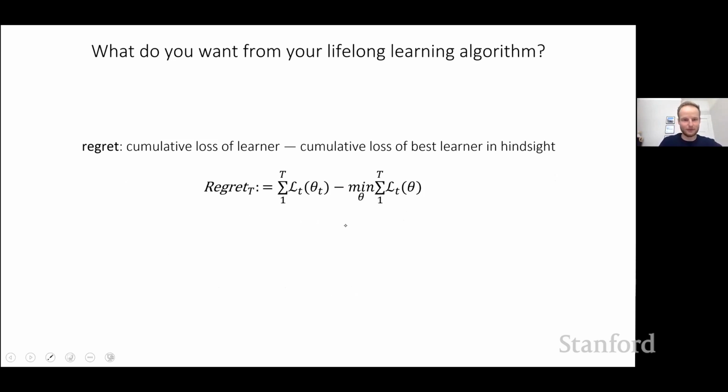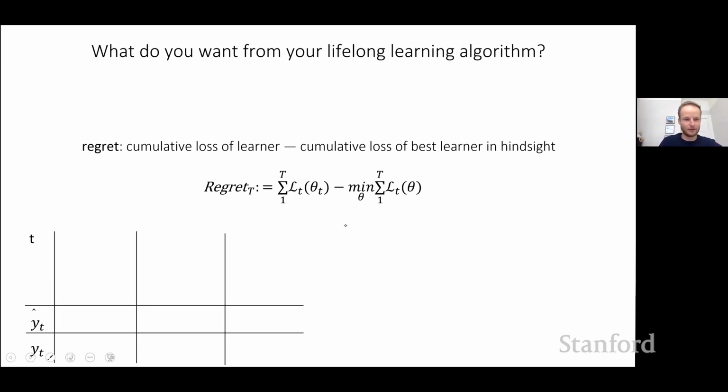So the example will be the following. We'll be situated in a basketball game where you're betting on how many points an NBA player will score. And then your loss will depend on the absolute difference between how many points they actually scored versus how many points you predicted.